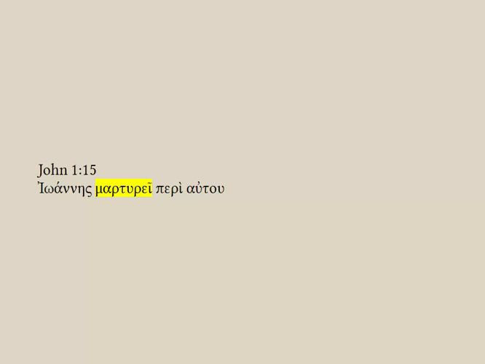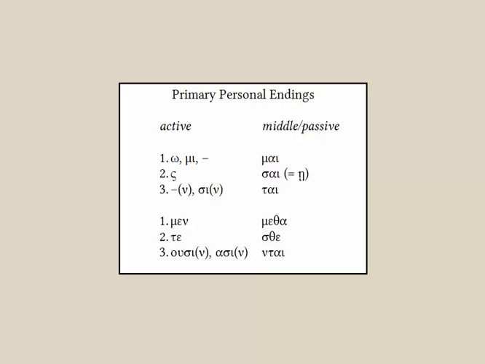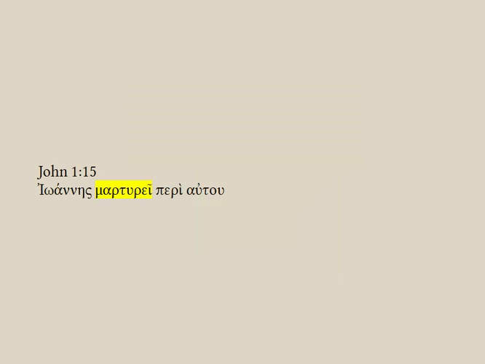Here we have the 0 form of the third singular active, and the accent points to a contract verb. The lemma is martireo. Now actually there are 2 places the 0 form shows up in the core pattern, the first singular active and the third singular active. So how did I know that that particular word was a third singular active? When the 0 form is used, and what you have left is an epsilon, or epsilon iota, then you expect that to be a third singular active.